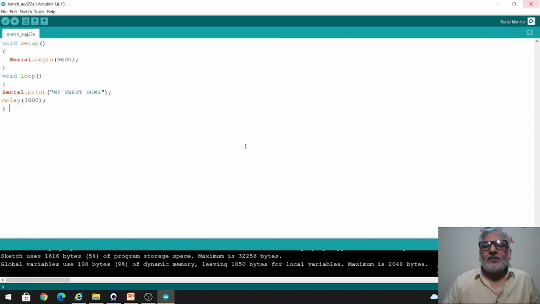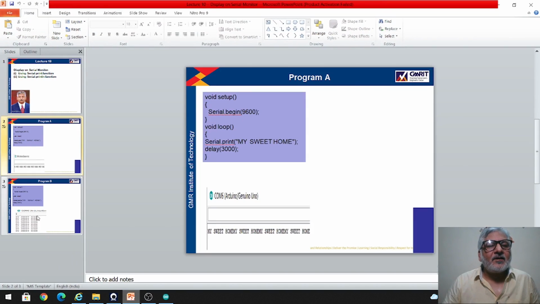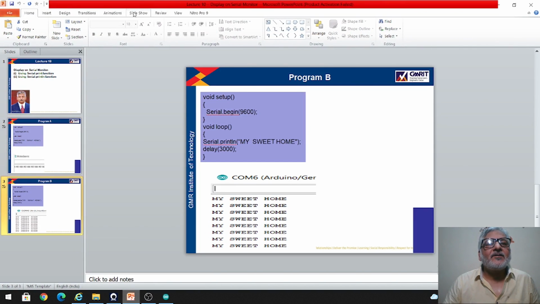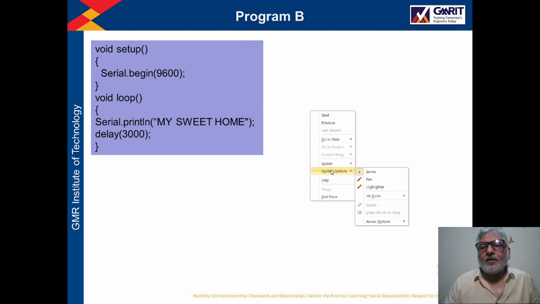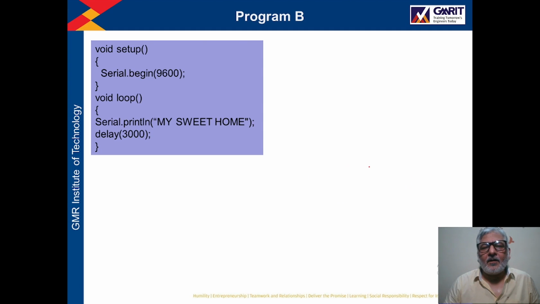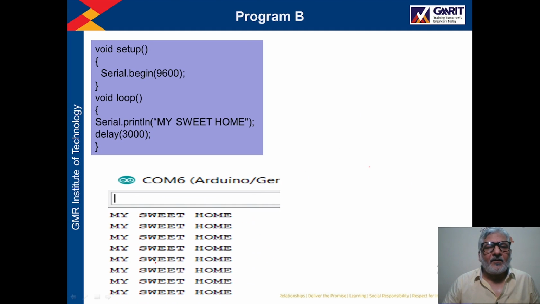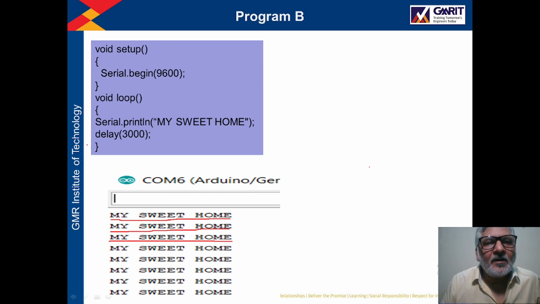Okay, but my intention is to display my message in this way, right? First I want to display my sweet home, then again the same message should be displayed from the next line, my sweet home, again from the next line. If I want to display the message in this way, then in this program I will change only this function to Serial.println. Now this function I will use.